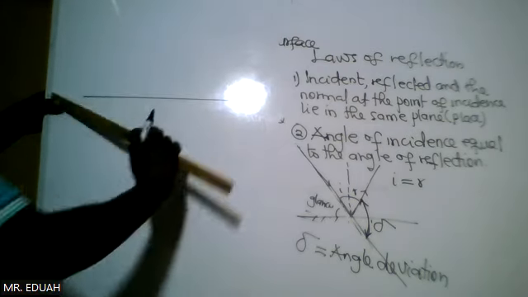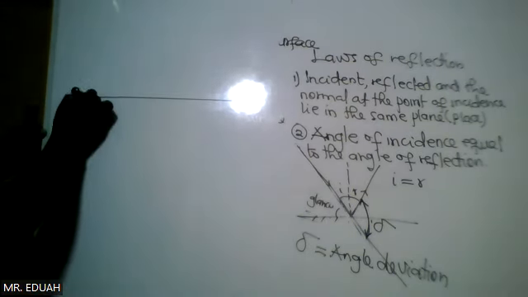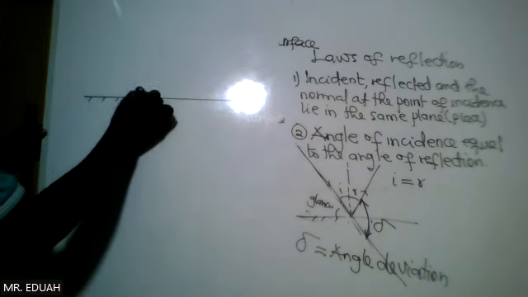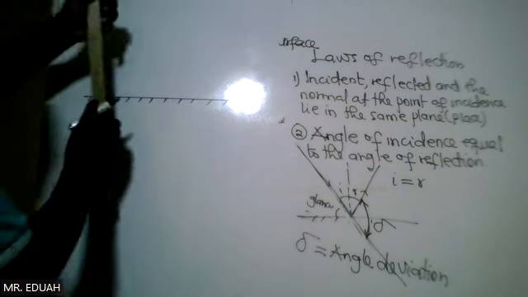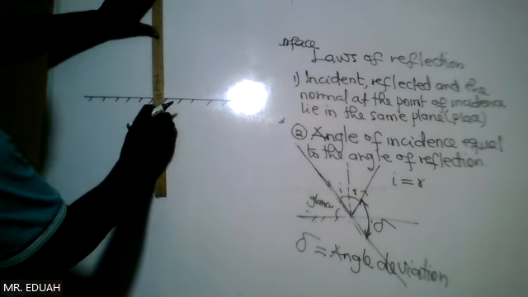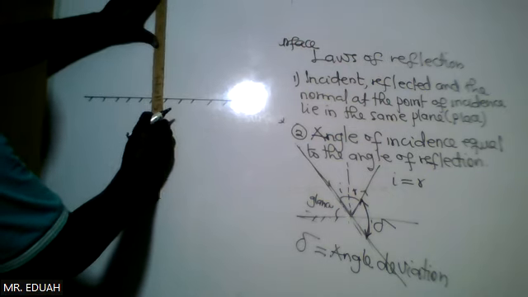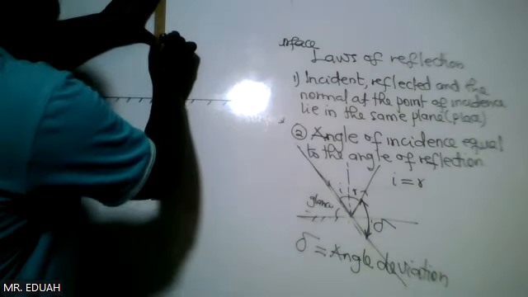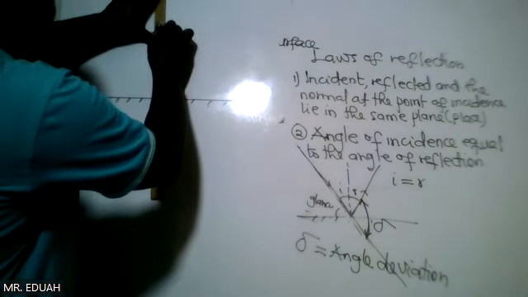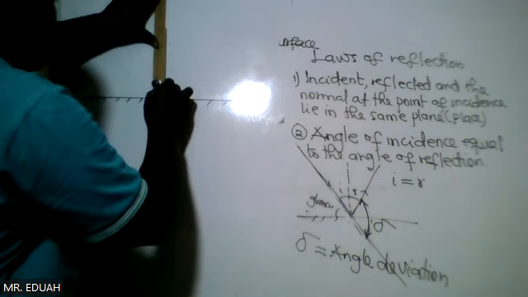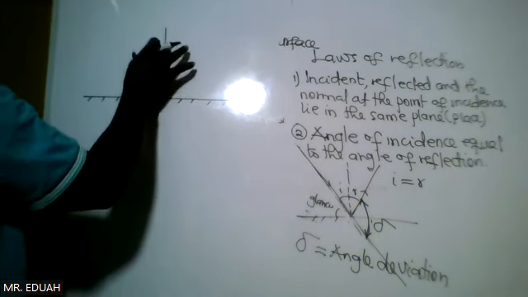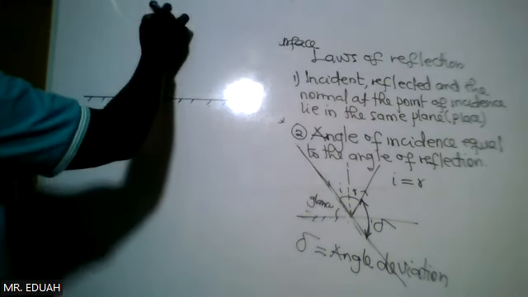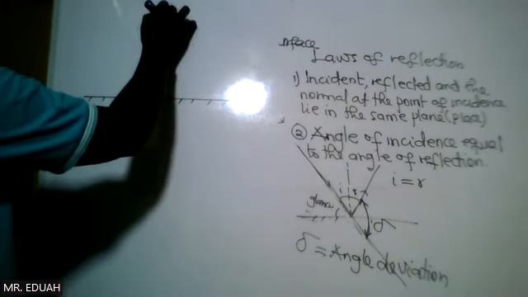So there's the mirror. The normal is an imaginary line. If you pick a mirror, you can't find a normal. No. So it's always an imaginary perpendicular line. Let me draw it. So this is the normal, N.